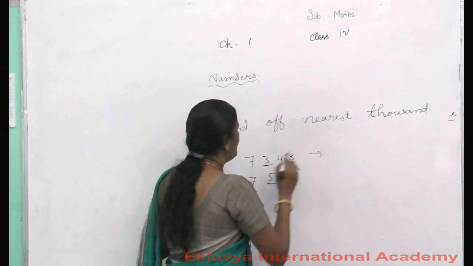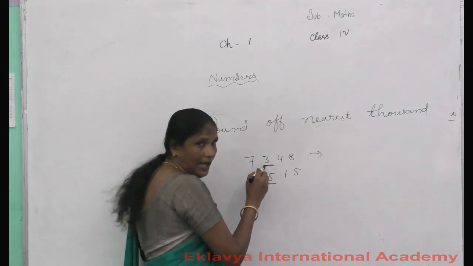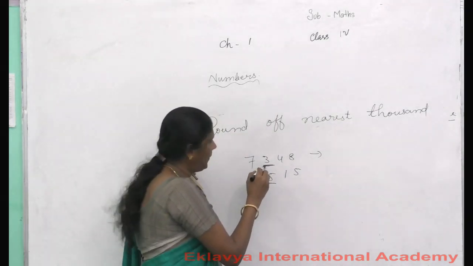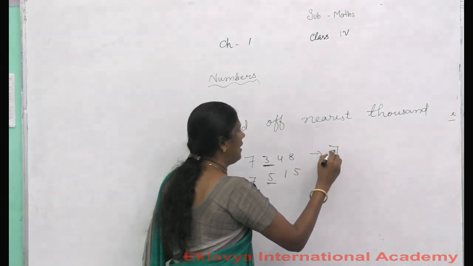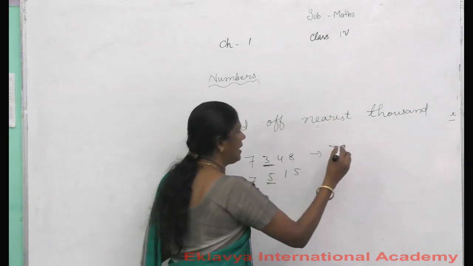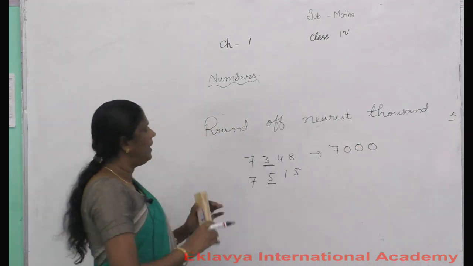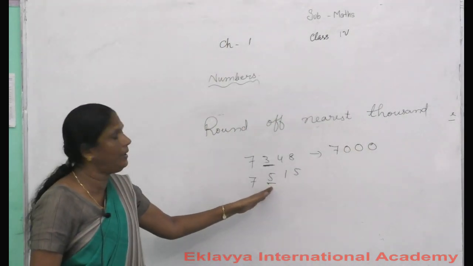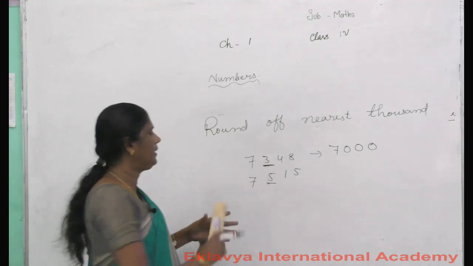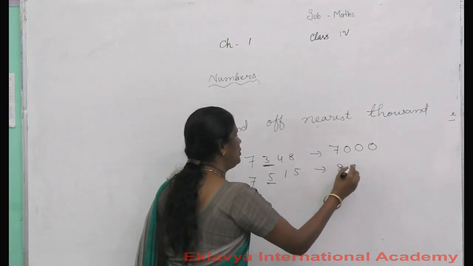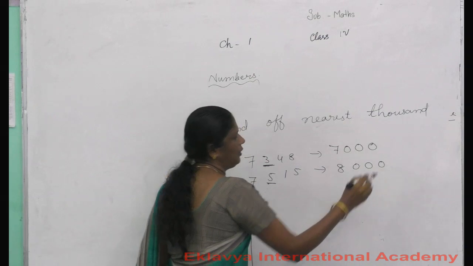Here which digit comes in the 100 place? 3 comes in the 100 place. There we write 7. There is no change here. 7, 0, 0, 0. Then here 5 comes in the 100 place. We write 8, 0, 0, 0.